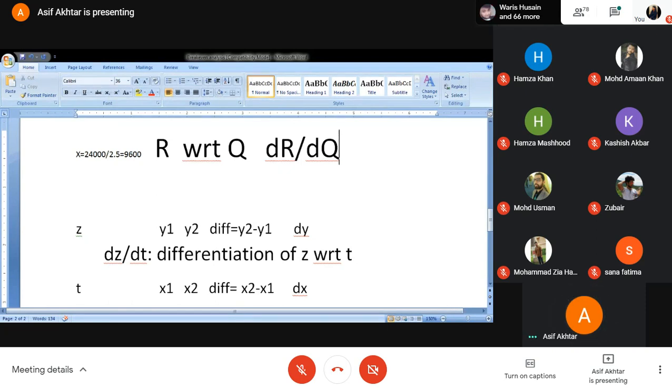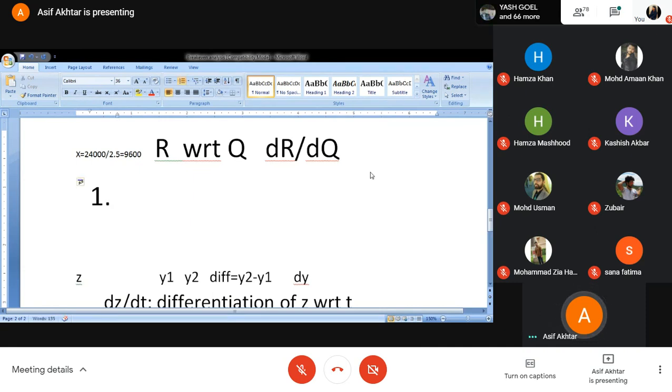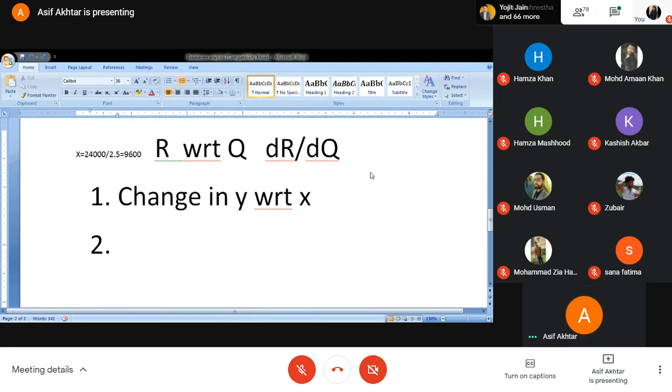Okay, so students, with this differentiation, the first meaning that we get out of it is the change in y with respect to x. Number two, that's a very important thing. As I already briefed you, in mathematical expression, especially algebraic expression, the best way to understand and explain something is with the help of the graph. So graphical representation is very, very important, right? dy by dx, or differentiation in the form of graphical representation, depicts a very important phenomenon.